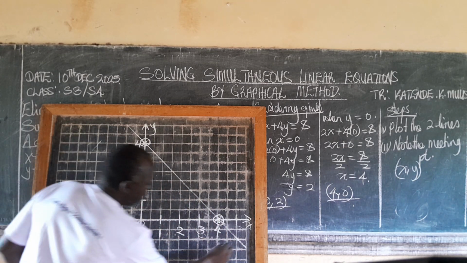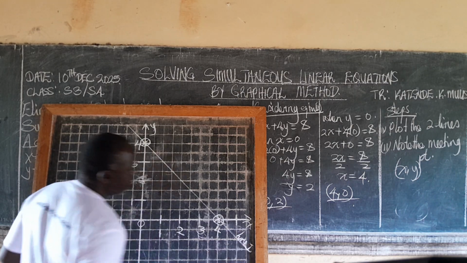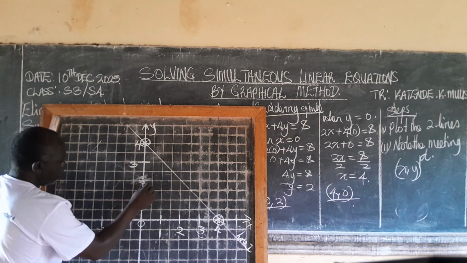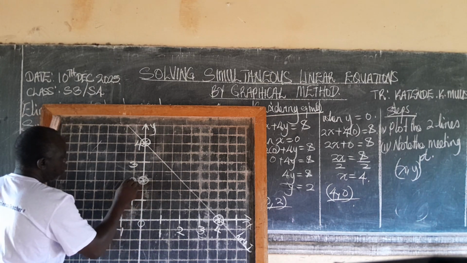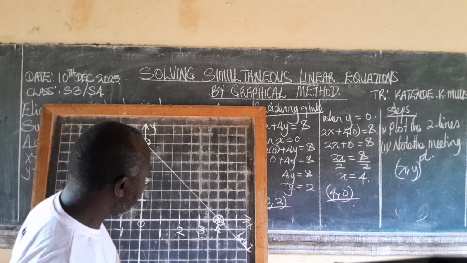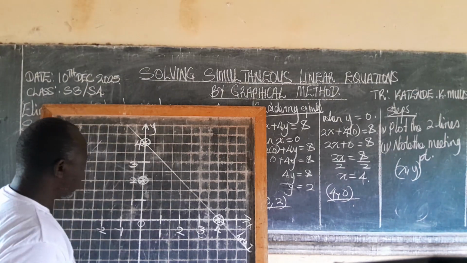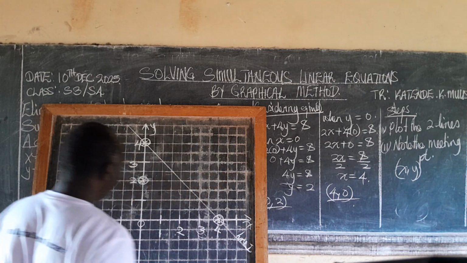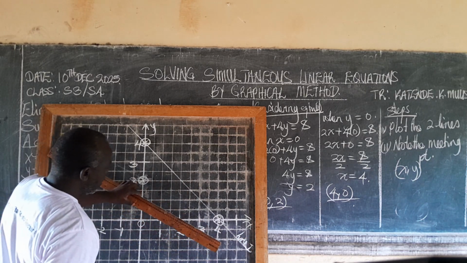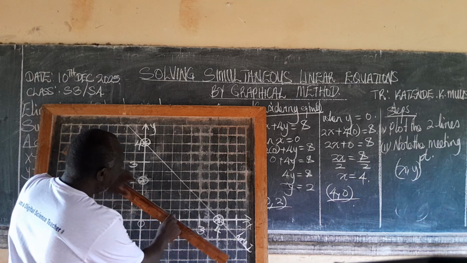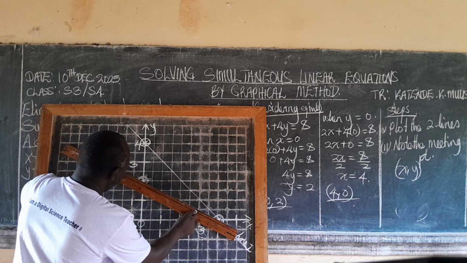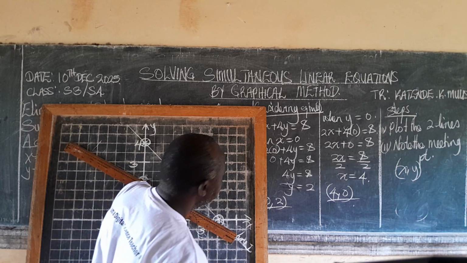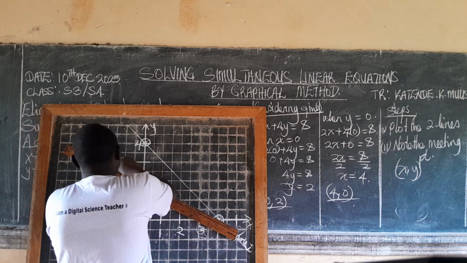Now this is line 1. Then for line 2 we have 0, 2. 0, 2 is here because this is our 2. And then we have 4, 0. So we have 0, 2 and 4, 0.